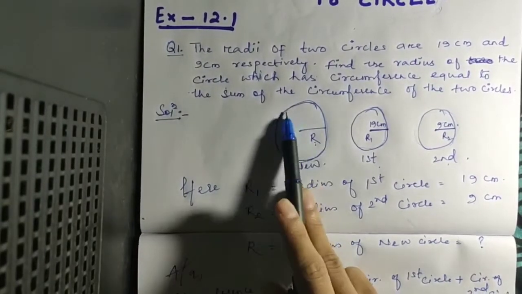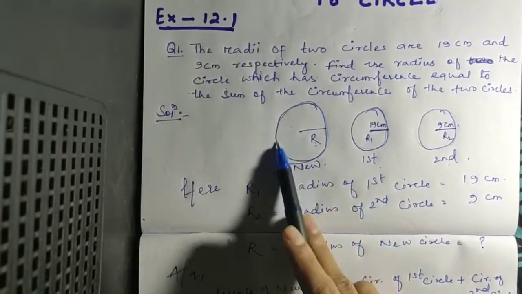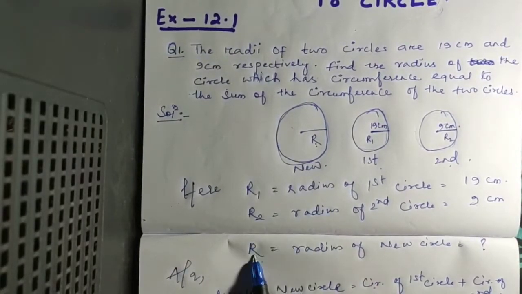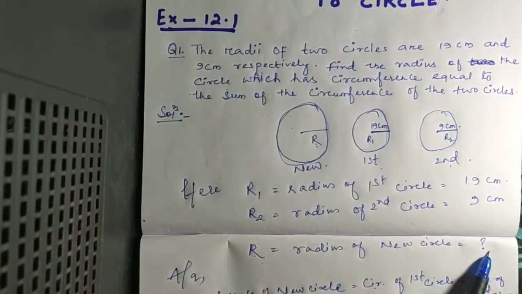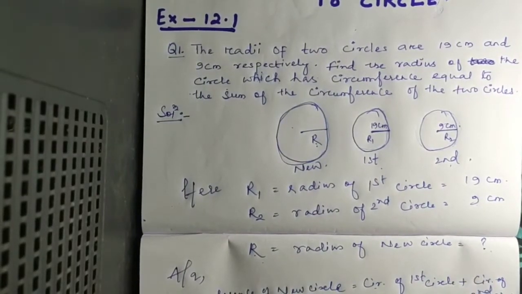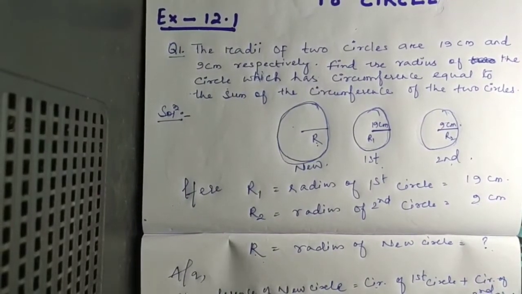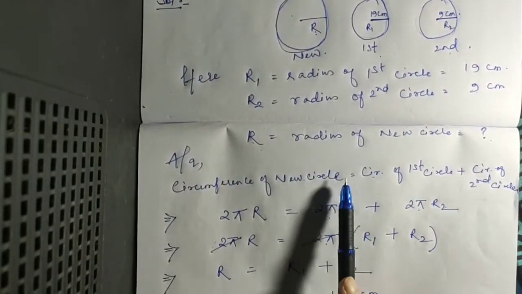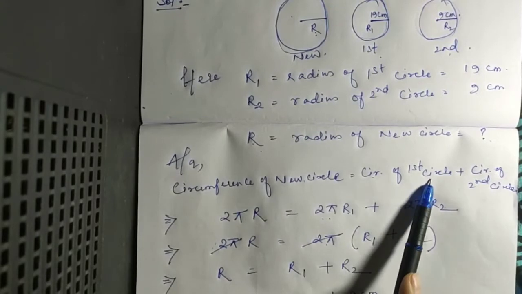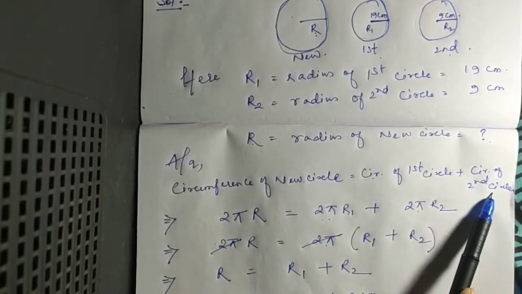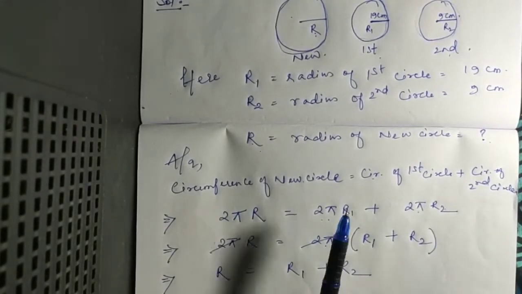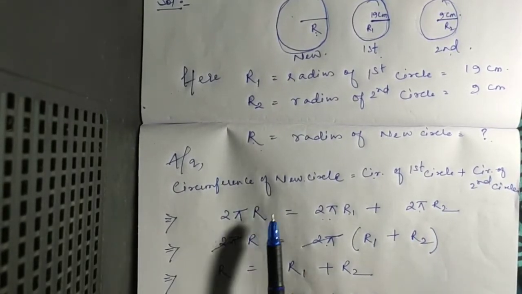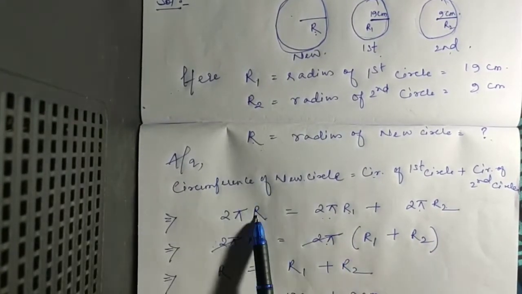So we have taken another circle, a new circle whose radius we have to find out. So r is the radius of the new circle. According to the condition given in the question, the circumference of the new circle is equal to the circumference of the first circle plus the circumference of the second circle. The circumference formula is 2 pi r. Now for the new circle, 2 pi, new circle radius r, so 2 pi r.